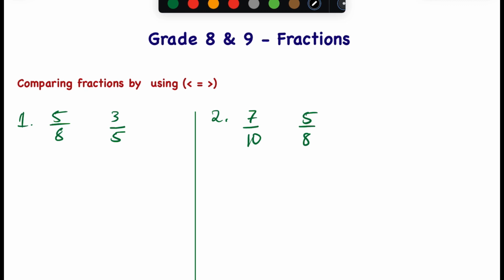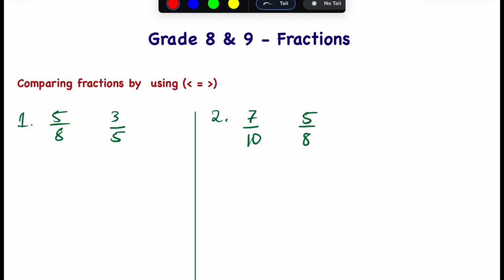And today I'm going to do fractions, but on fractions, I'm going to look at comparison, or comparing fractions. And when we compare fractions, we're going to use lesser than, this sign, lesser than, equal to, and greater than.